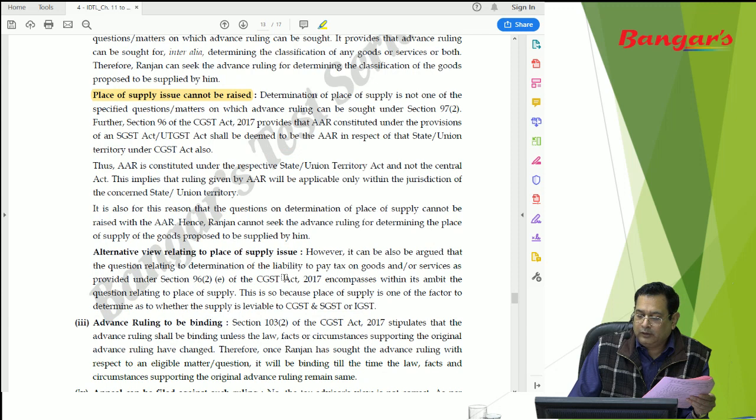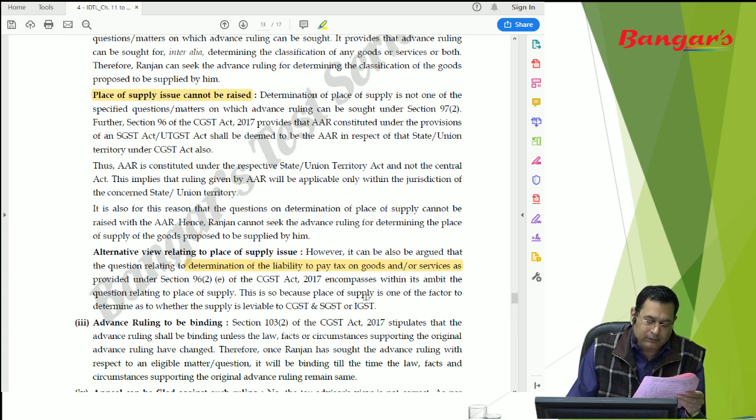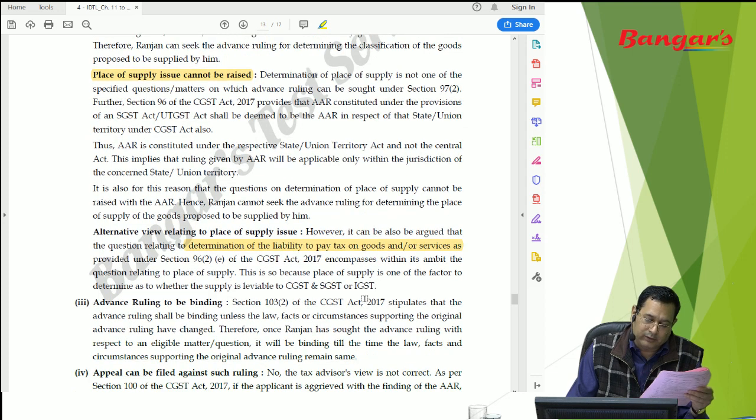So, here, whether a person is liable to pay tax on goods or services in relation to exports, if the place of supply is outside the taxable territory, or say in case of imports also, if the place of supply is outside the taxable territory, then the taxation won't be there. In that particular circumstance, the alternative view is there. For that determination, for place of supply matters also, advance ruling can be sought.